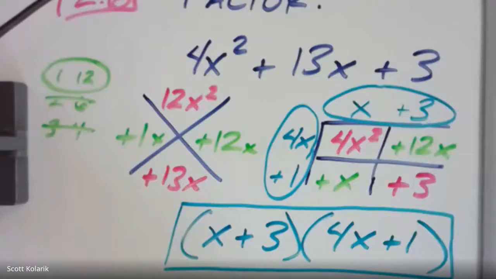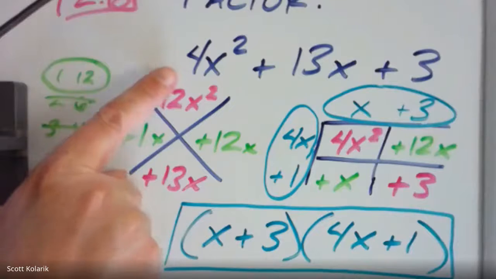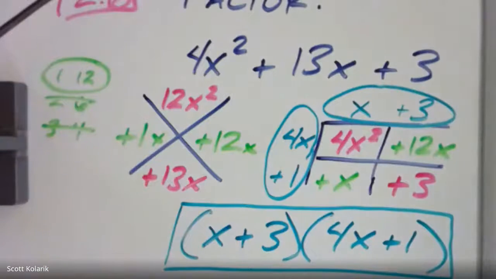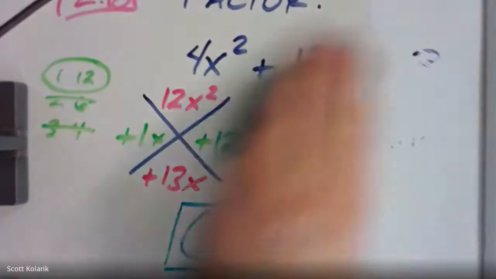Again, using X method. I had to use X method because of that coefficient. This can be found in section 6. All right, let's move on.